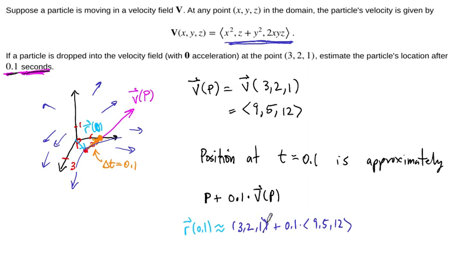And of course, we should be thinking of our position as a vector as well. And all that's left to do is add this up. And so we end up with our new position should be about 3.9, and then 2.5, and finally 1 plus 1.2, so 2.2. Now again, our particle will not be at exactly this point, but this is an approximation of the position of the point using the velocity field that we were given. So this is how the velocity will affect the position of the particle.